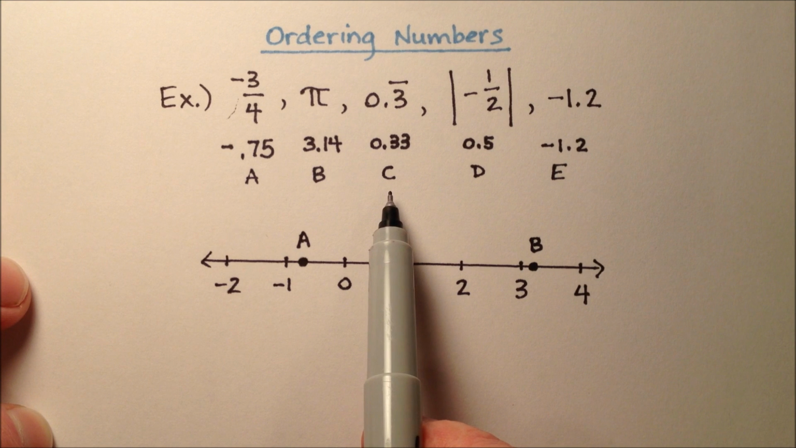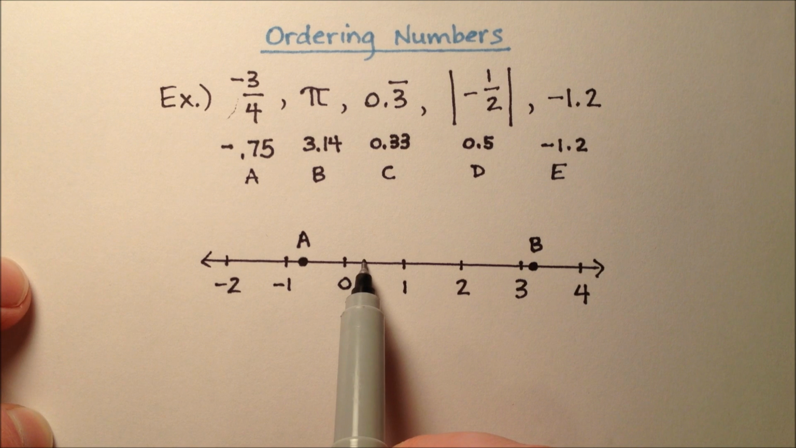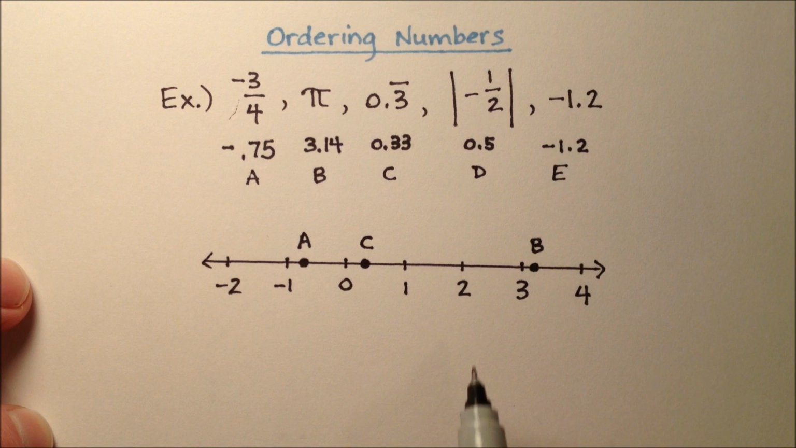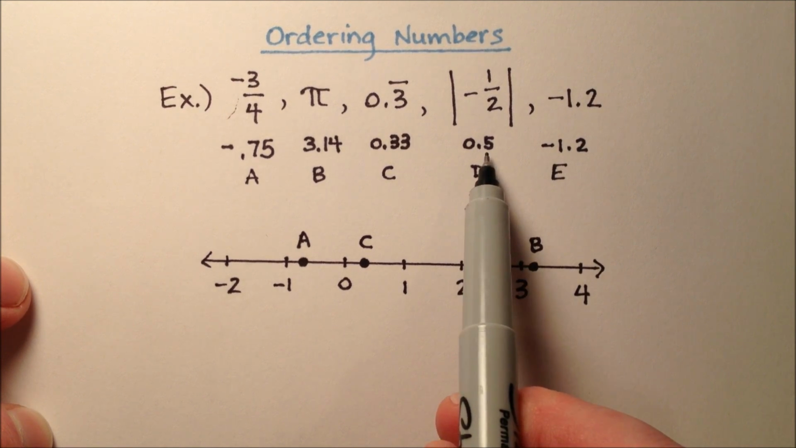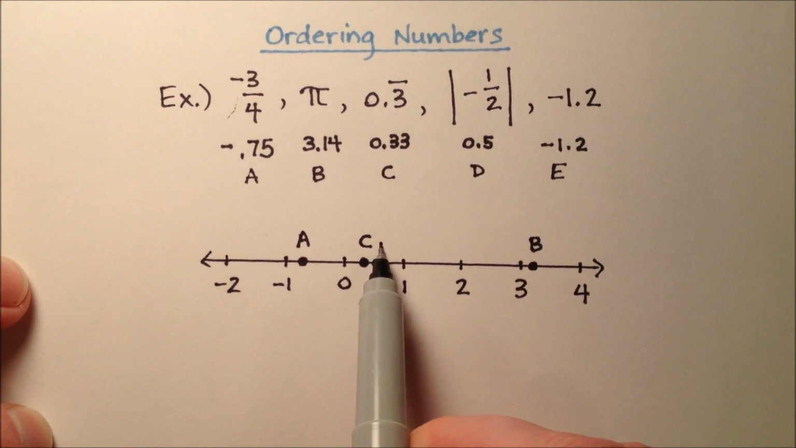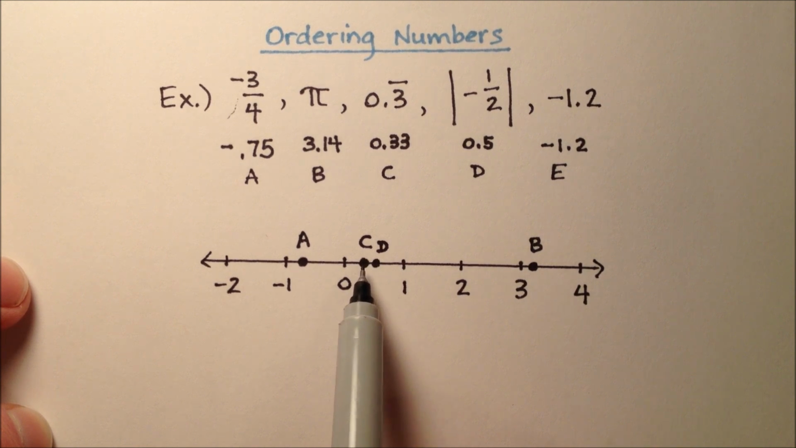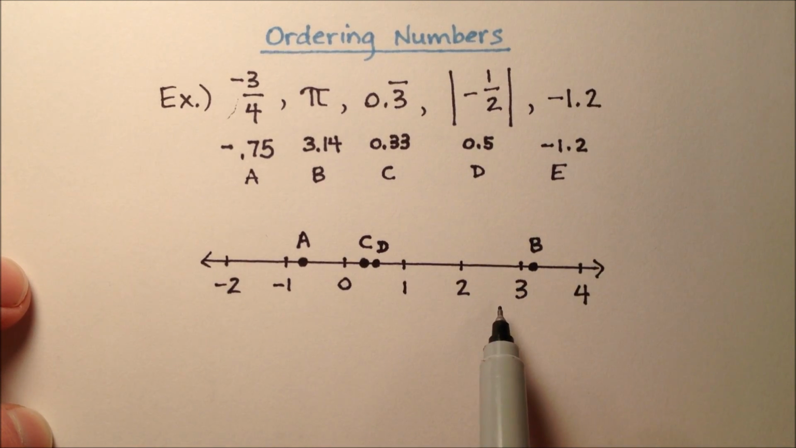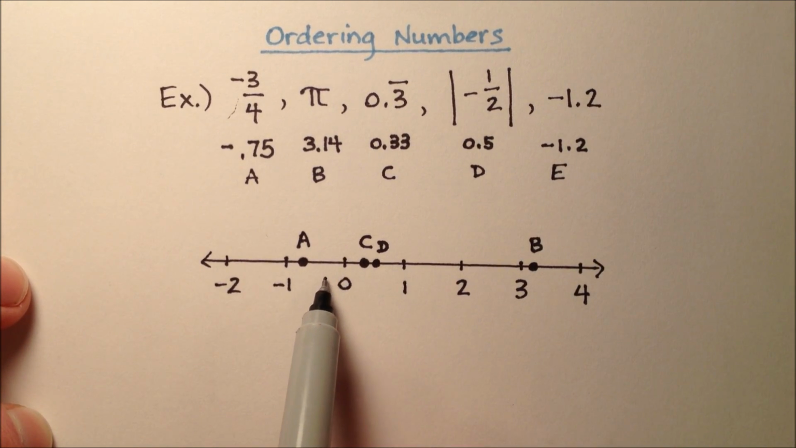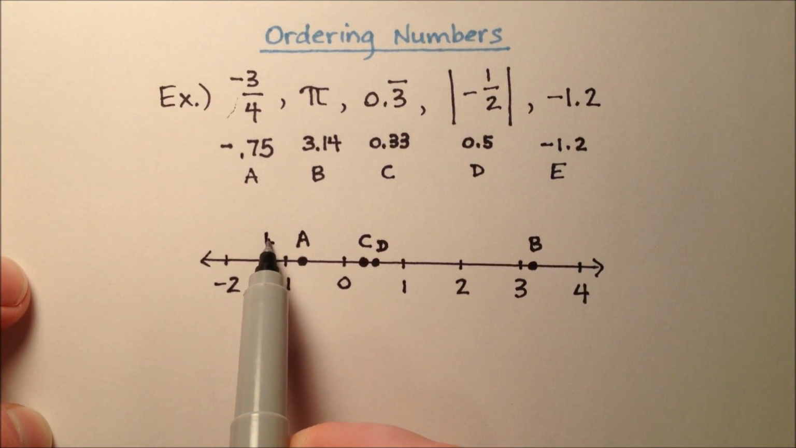Our third value is 0.3 repeating, or 0.33. So he's going to be 1/3, and he's just kind of right in here, and we'll say he's C. Now D was 0.5, or 1/2, and he goes right in the middle here, so he's pretty close to C, but he's enough above him that we can realize that D is higher than C. Our final value is -1.2. So he's a little past -1, and then 2/10 past. So we can put him right here.